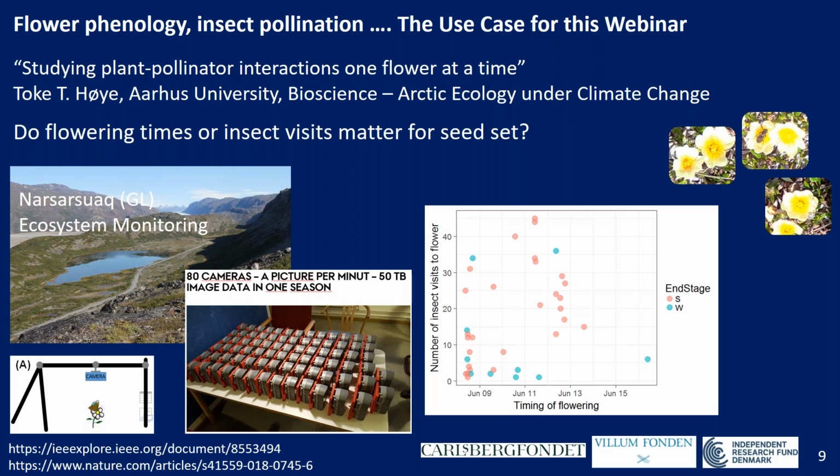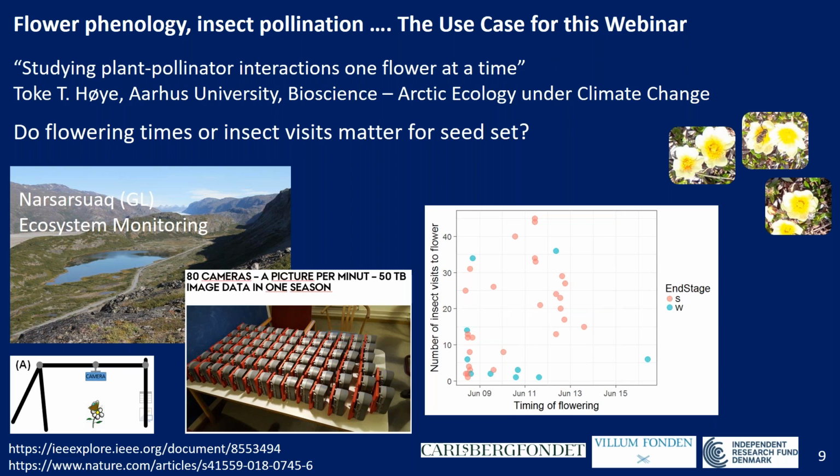So if the flowers are flowering earlier, are the insects arriving to pollinate the flowers and therefore enable there to be seed set? Starting from a small study 2-3 years ago at a number of sites, last summer he had 80 cameras set up at various locations in Greenland, taking 1 picture per minute. Each camera is on a tripod setup, looking down at a small area of ground and capturing 1 image per minute. I think in one season, those 80 cameras will have collected 50 terabytes of image data.